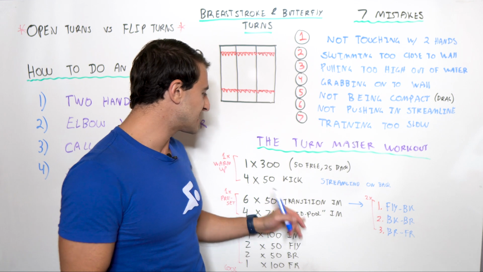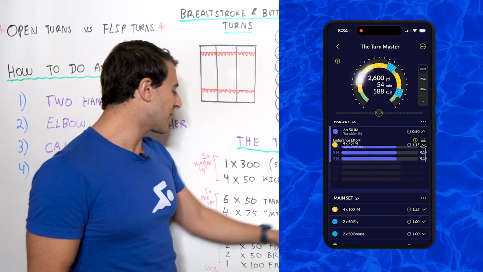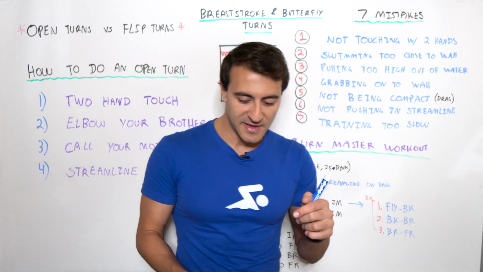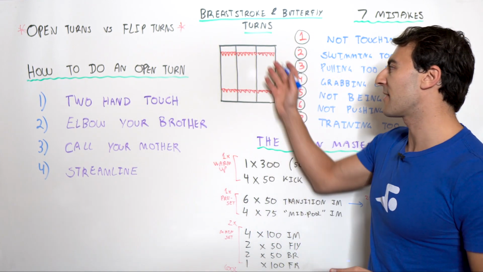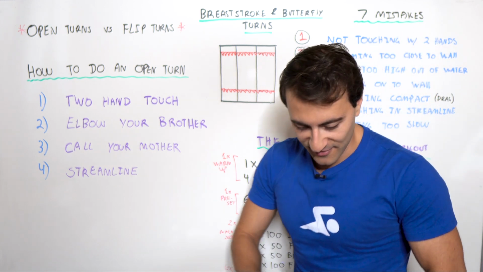Now in this case, we're going 6 50s, so that's going to be 2 rounds through of these cycles. And then we're going to do my favorite, 4 75s mid-pool IM. So let me show you how this works. I have a beautiful illustration right here on the screen. This is a 25-meter pool right here. Let me grab a marker that actually works.